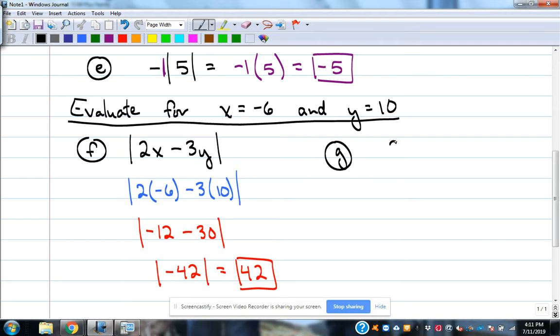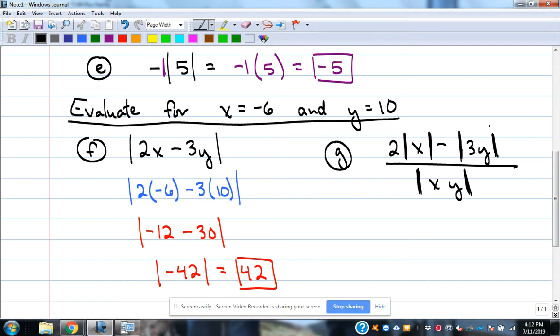And this one's a little tougher. It's got a few absolute value marks in it, which can sometimes confuse us. So I'm going to try to make those a little thicker so they don't look like ones. All right, so we got 2 absolute value of x minus the absolute value of 3y, all of that divided by the absolute value of x times y. So the first step would just be, plug in the stuff that we know x and y are.